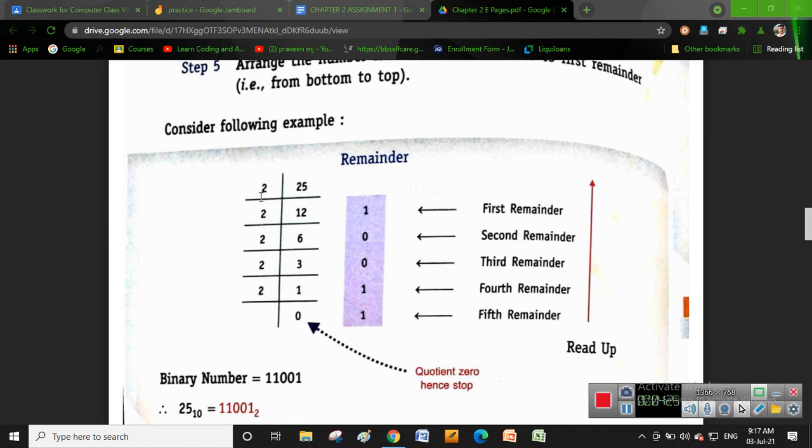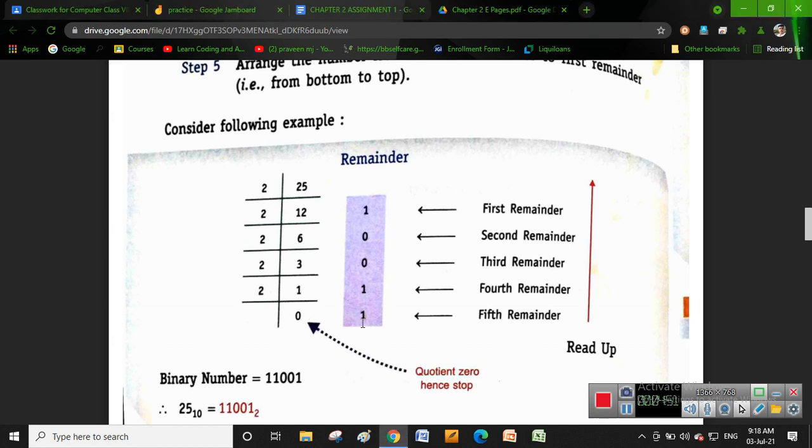So that is given, they are divided by base 2 because they are converting the base of the binary number, that's why it is dividing by 2. So 2 divides 25 12 times and leaves the remainder 1, and again 2 divides 12 6 times and leaves the remainder 0. 2 divides 6 3 times and leaves the remainder 0. 2 divides 3 1 time and leaves the remainder 1. 2 divides 1 0 times and leaves the remainder 1.